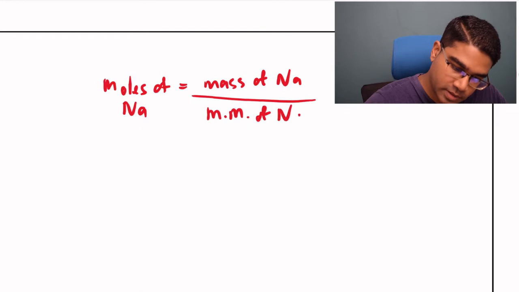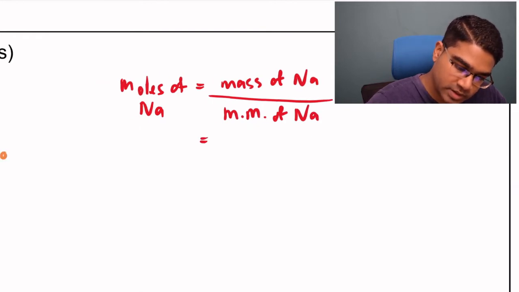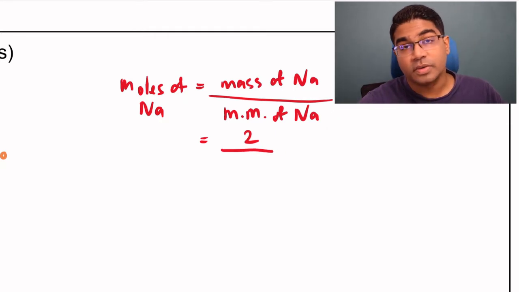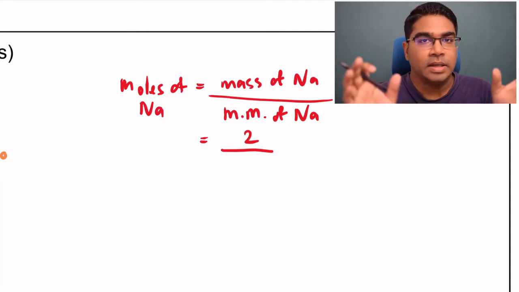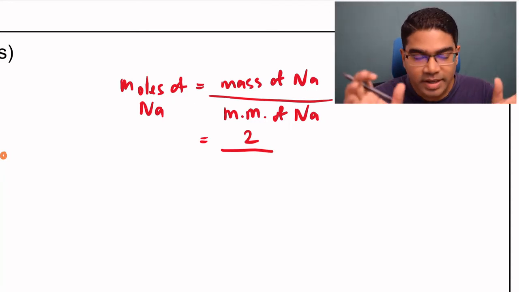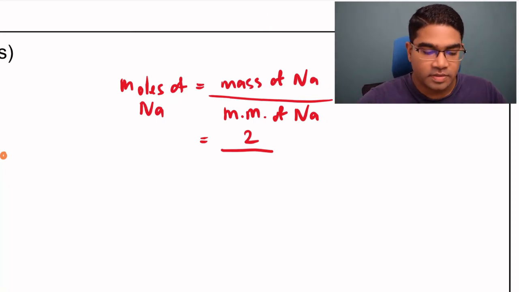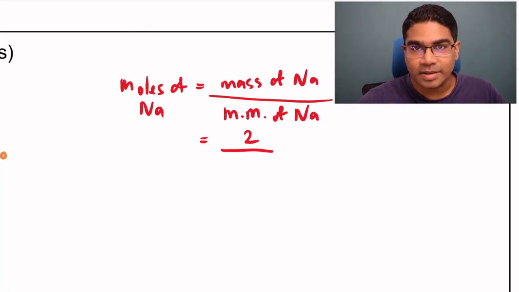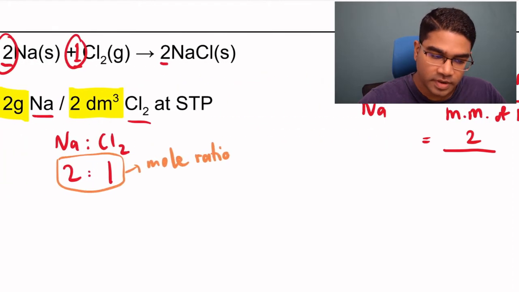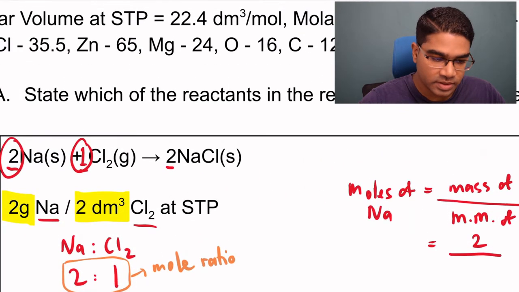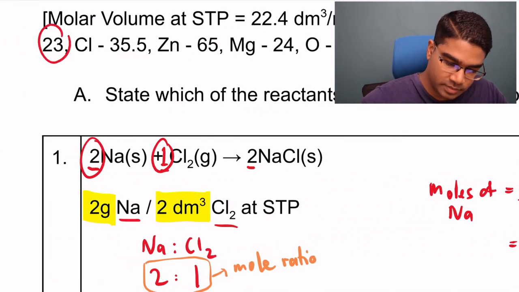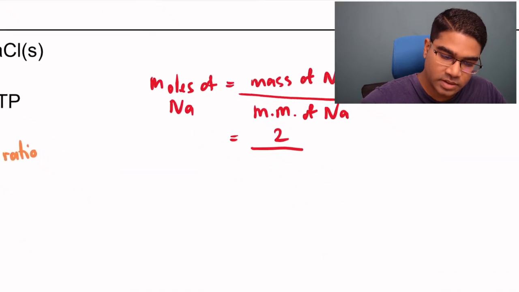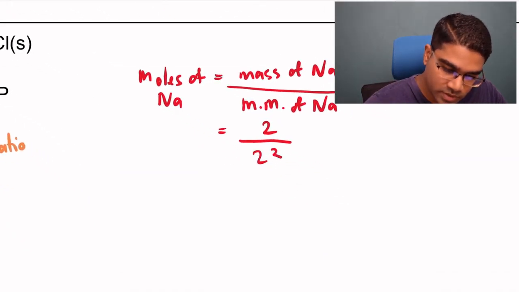So where do we get the mass? The question has given us that the mass is 2 grams, so we use 2. Now where do we get the molar mass of sodium? The molar mass of sodium has the same magnitude as the relative mass. It does not mean the same thing, but the magnitude is always the same. So the relative atomic mass of sodium, sodium is an atom, we can find from the periodic table. It's usually given in the questions. Here it is given as 23. So this relative atomic mass is 23, which means the molar mass of sodium is 23.